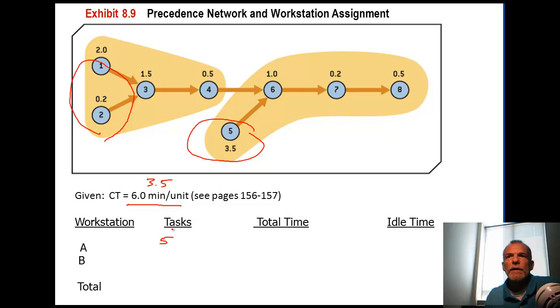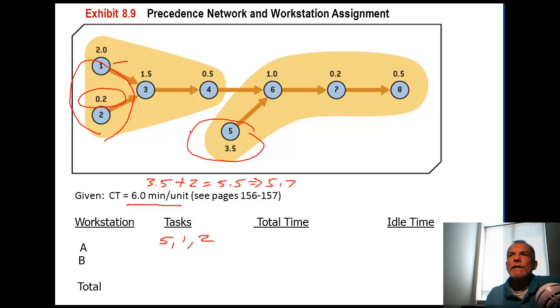until adding the next task would exceed our cycle time. The next one to choose from would be the 1 and the 2. This one has 2 minutes, so we would add that next. That would give us 5.5, so we're still less than 6. Let me write that one down here. So that was task 1. It looks like we could also add task number 2, which has 2/10 of a minute, giving us a total of 5.7.